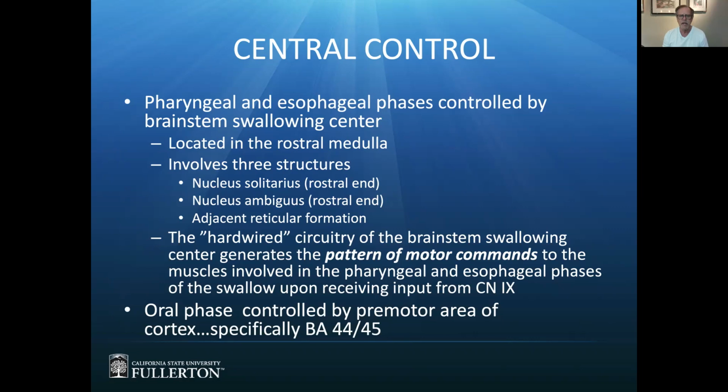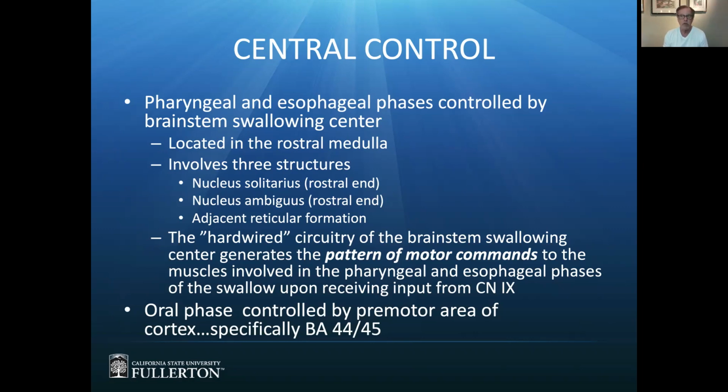And so it's hardwired. It's essentially a little computer that will receive input from the 9th cranial nerve into the nucleus solitarius and then generate a sequence of motor commands that you studied in the last lecture involving movements of the velum, the pharynx, the closure of the larynx, the opening of the UES, all of that. Is the result of motor commands going to the muscles that are involved in a certain sequence and in a certain pattern. So that is the brainstem swallowing center.